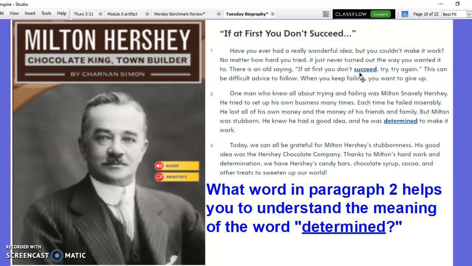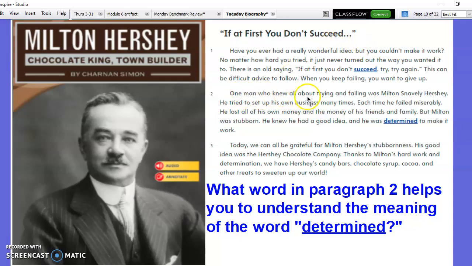Maybe, for him, being a businessman, succeeding would mean making lots of money, running his business. So that's a popular theme that you're going to see in this biography.